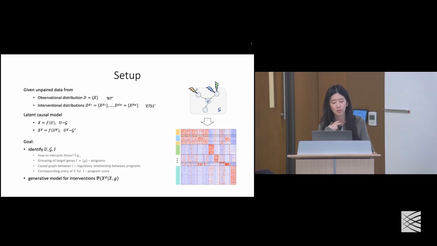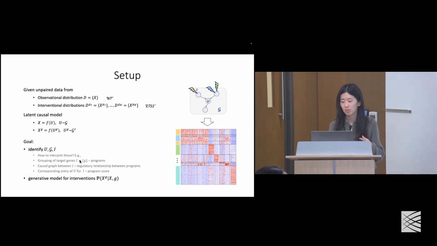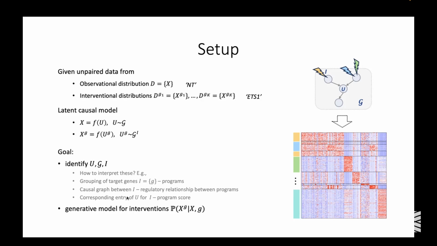For example, you can try to interpret the learned I's as groupings of target genes. You can try to interpret them as, for example, programs of target genes. So this will be just a set of target genes that correspond to the same program because they act on the same latent variable. And then you can try to interpret the causal graph between the intervention targets here as the regulatory relationship between programs.